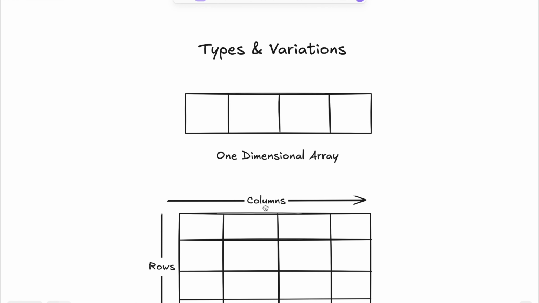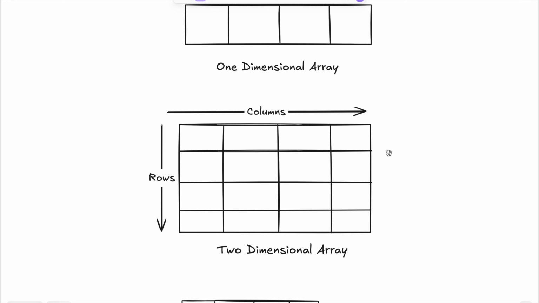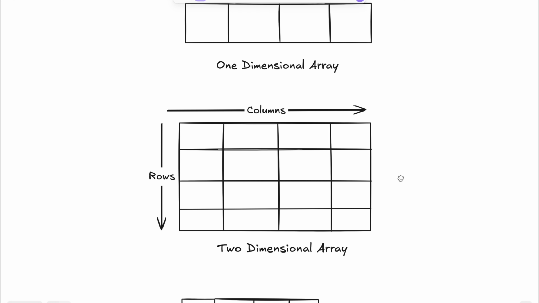Now, arrays come in different types and variations. The most basic form is the one-dimensional array, organizing elements in a single row, something like this here. Then we have multi-dimensional arrays, that is, multiple arrays inside a bigger array. It is used to represent matrices and tables. So here on this side, you can see we have rows, and on the top, these are called columns.